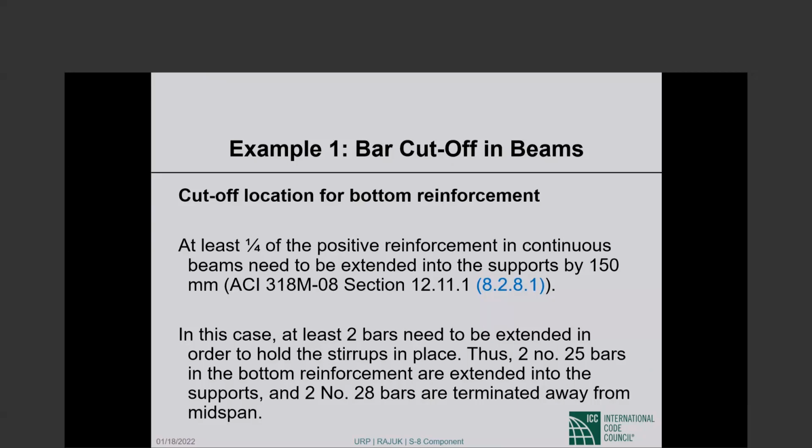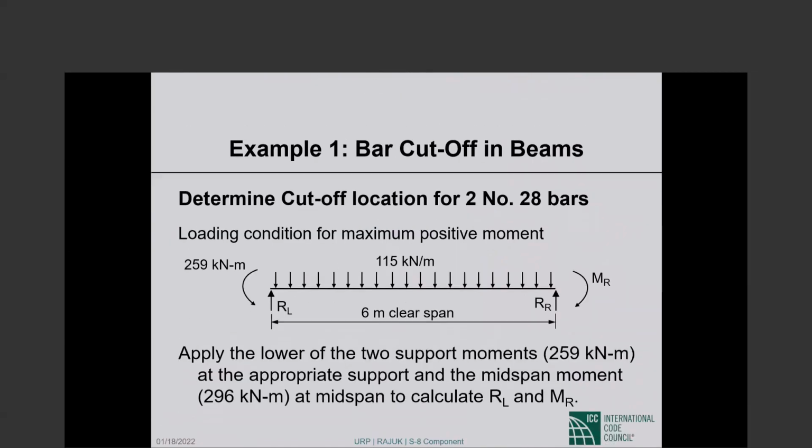Thus, two number 25 bars in the bottom reinforcement are extended into the supports, and the two number 28 are terminated away from midspan. Okay, makes sense. Two number 25 are continued, two number 28 are cut off at suitable locations. So determine the cutoff location for the two number 28 bars. Loading condition for maximum positive moment.